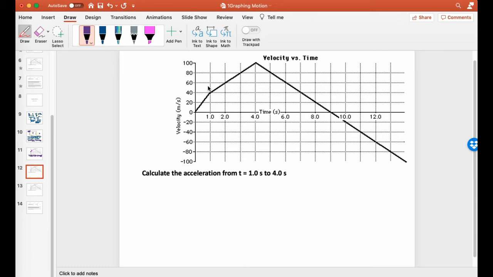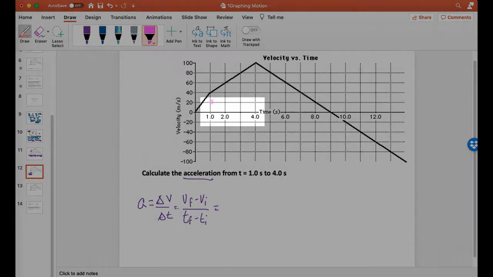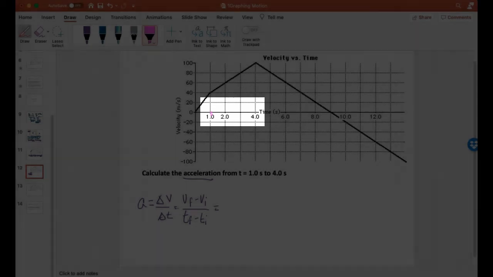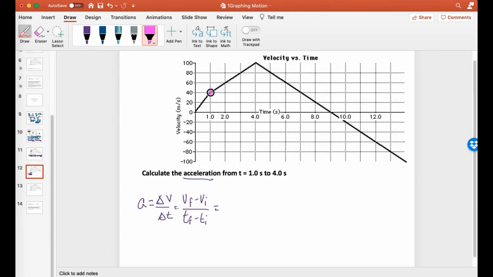Pause the video and come up with an answer, show your work for this one. All right, once again, acceleration is delta v over delta t. So we're going to need the final minus the initial divided by the final time minus the initial time. Okay. So we've got a situation here where we're at from 1 second to 4 seconds. So at 1 second into this thing, it is here, and 4 seconds later, it is here.